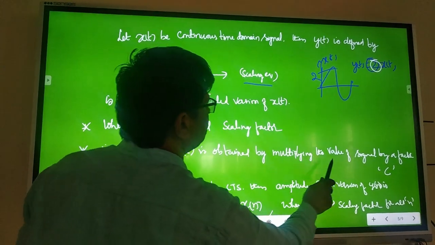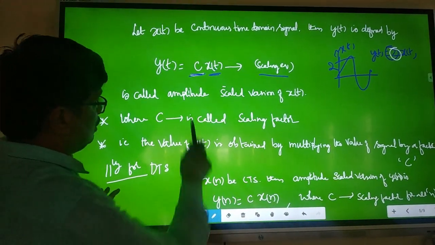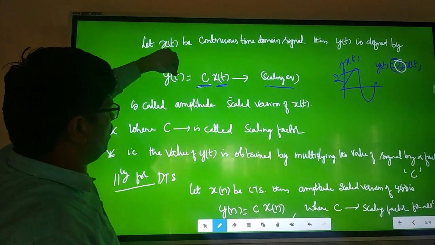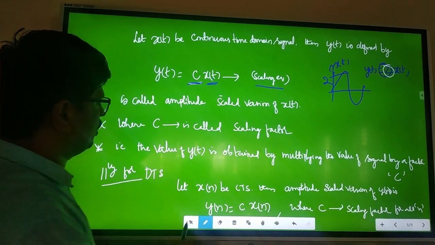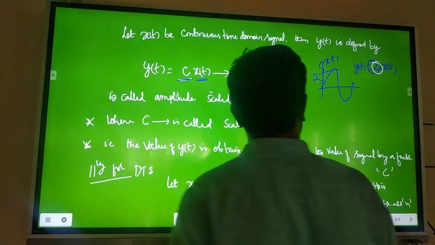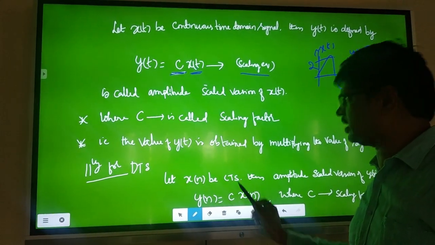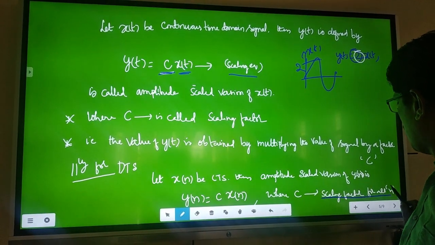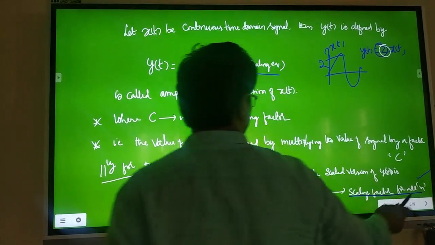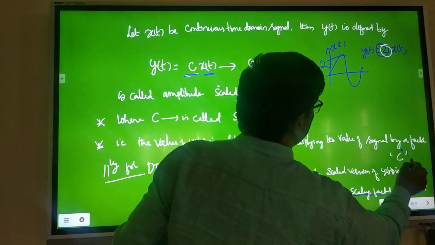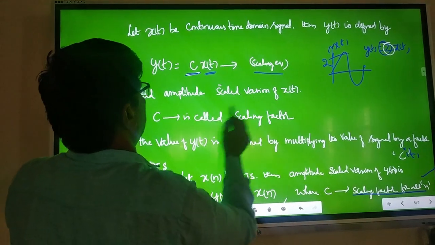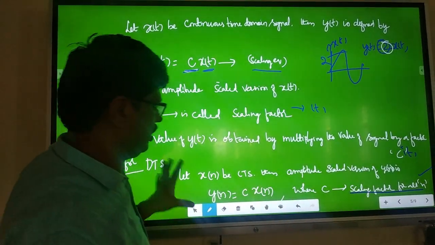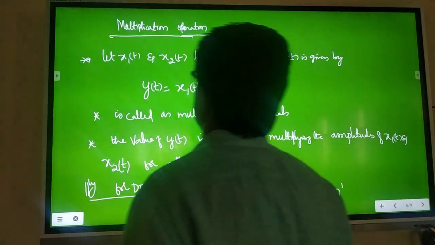The value of y of t is obtained by multiplying the value of the signal x of t by c. Similarly for discrete time signals, the same: in place of t, just substitute n, discrete step. The amplitude scaled version y of n is equal to c into x of n, where c is the same scaling factor for all values of n. In the continuous case, this is for all values of t; here it is for all values of discrete steps. That's the scaling factor.